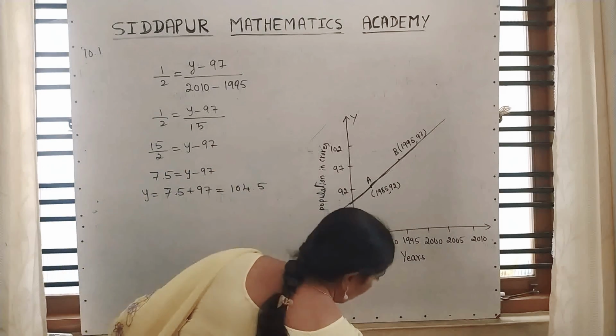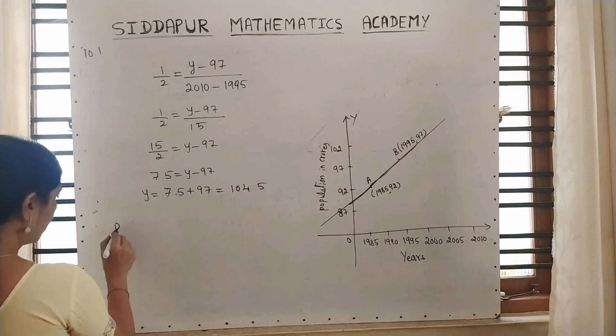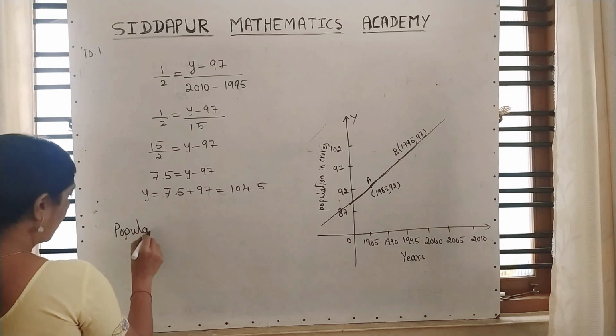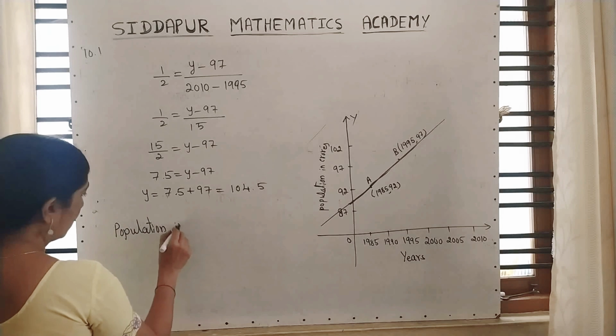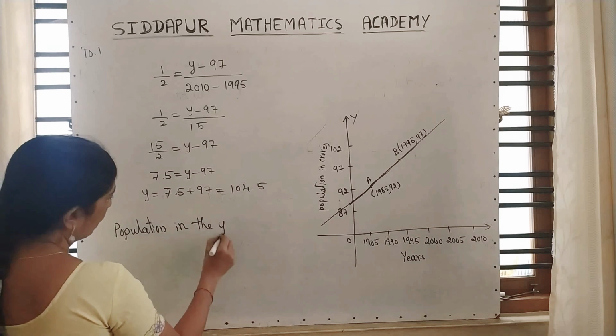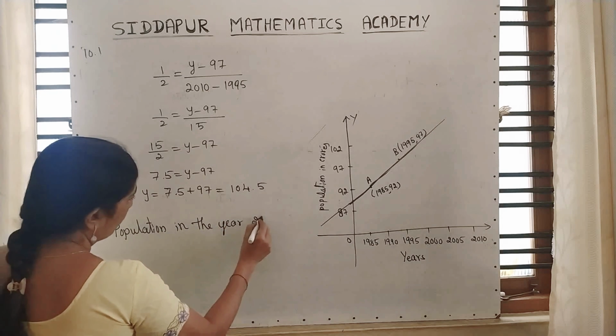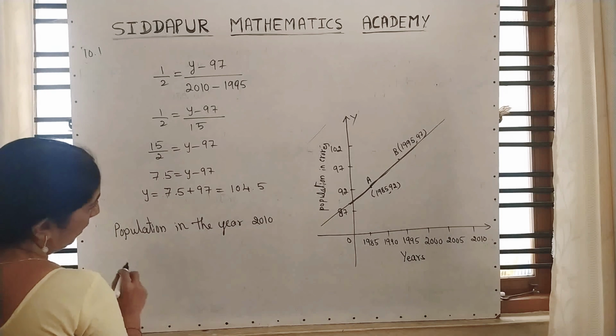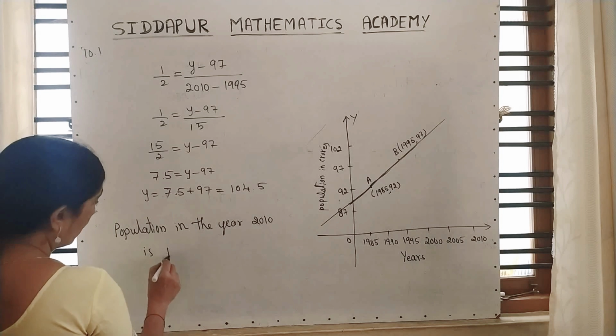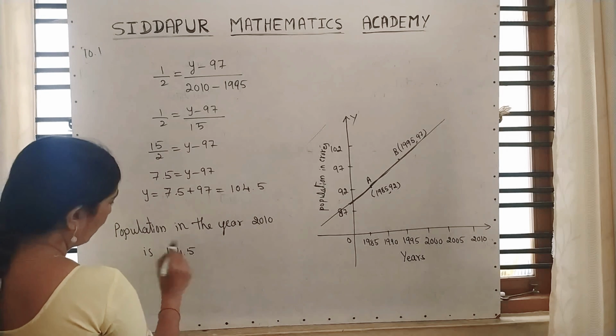Slope we already calculated. Population in the year 2010 is 104.5 crores.